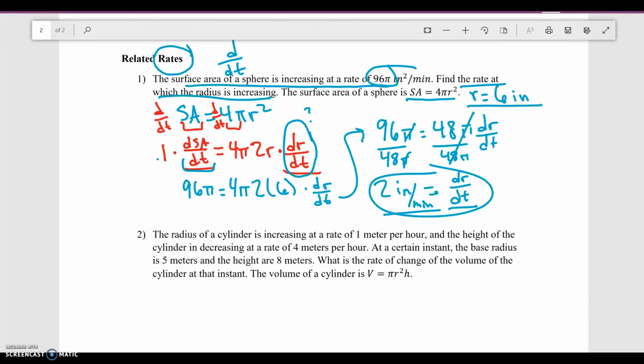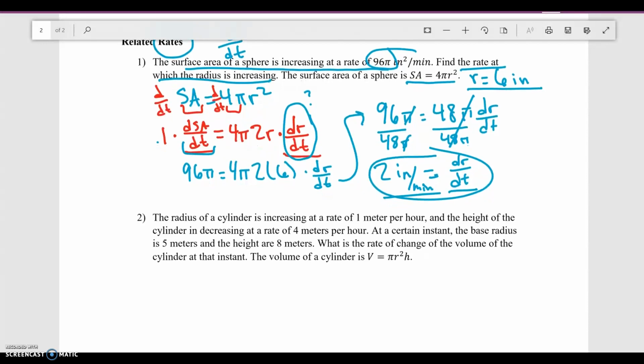Okay. All right, so let's do this next problem also. Okay, so we did this one with the surface area.